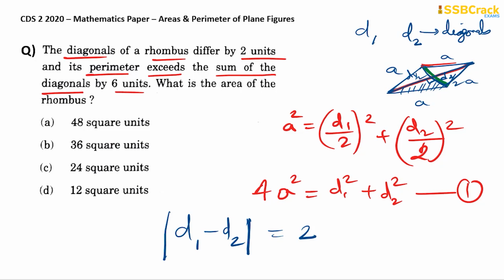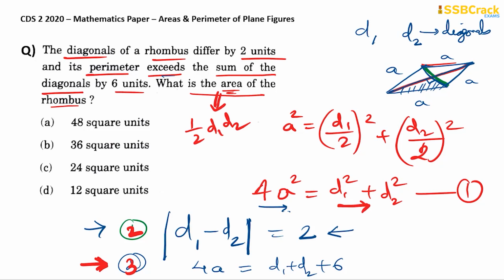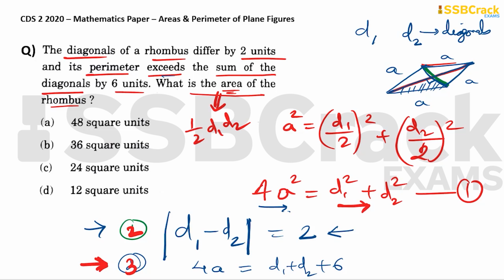And we know the second criteria. What is the perimeter of the rhombus? It is the sum of lengths of 4 sides, so 4a. So for this particular rhombus, we'll write the second criteria now: 4a is equal to the sum of the diagonals plus 6. They said the perimeter exceeds the sum of diagonals by 6. So now we will make use of these equations 1, 2 and 3 wisely to arrive at the product of the diagonals, that is D1 D2, as I said.